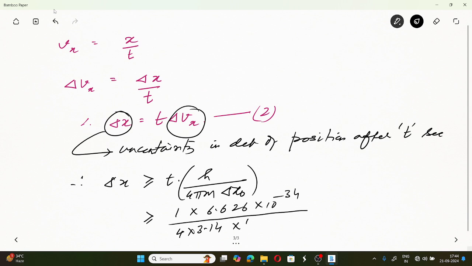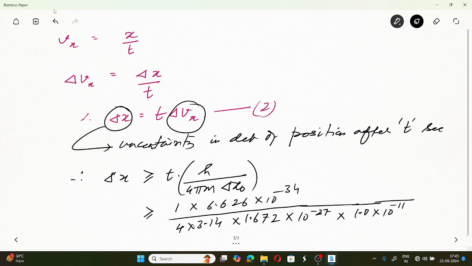This is given, 1.672 10 to the power minus 27, into, what is delta x0? 1.0 10 to the power minus 11. This is the value of the uncertainty initially. So you can calculate this value. So in my calculation, you can check the calculation, please. This will be whatever it is.